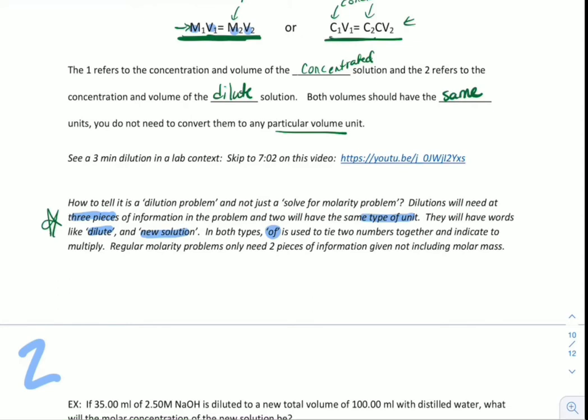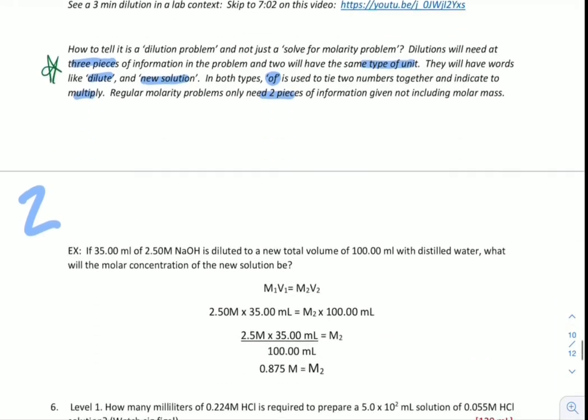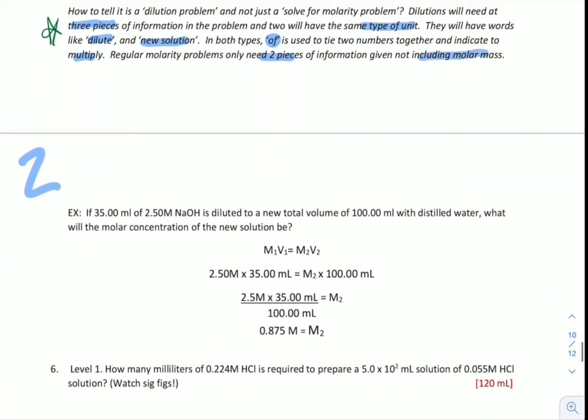In both types, the word "of" is used to tie numbers together. I'll really try to emphasize that in this part. And to indicate multiply, you'll see that we do multiply things that are "of'd." In regular molarity, we'll usually only have 2 pieces. Oh, and that's not including molar mass, because you've got to have that. Sometimes molarity does give you more information than 2 pieces. I'm just reminding you, you only need to convert to moles and to liters for molarity.